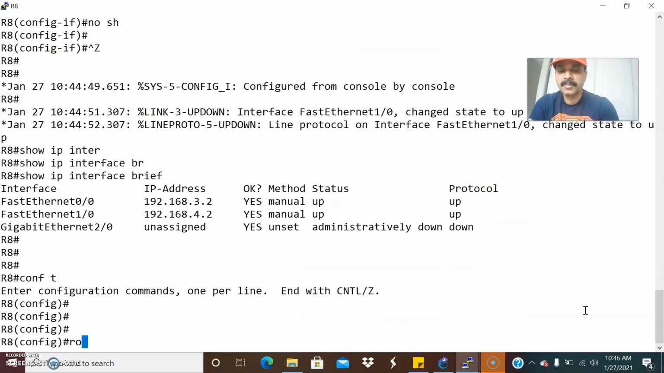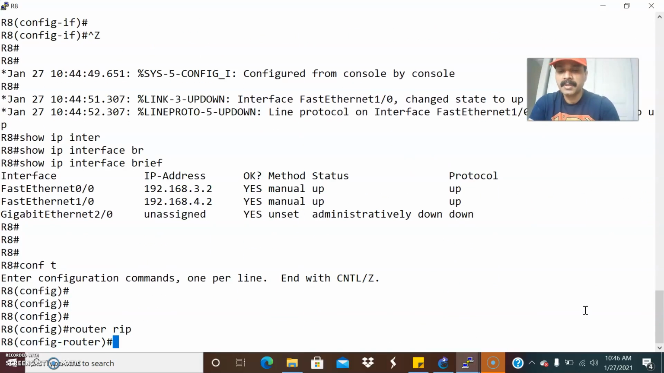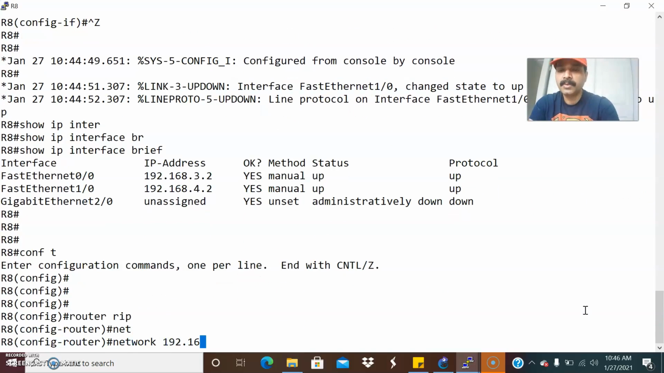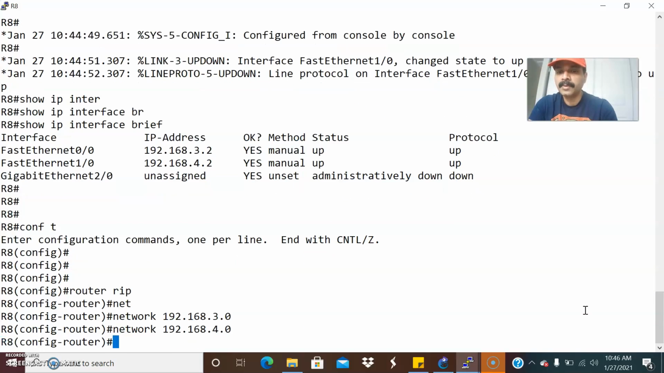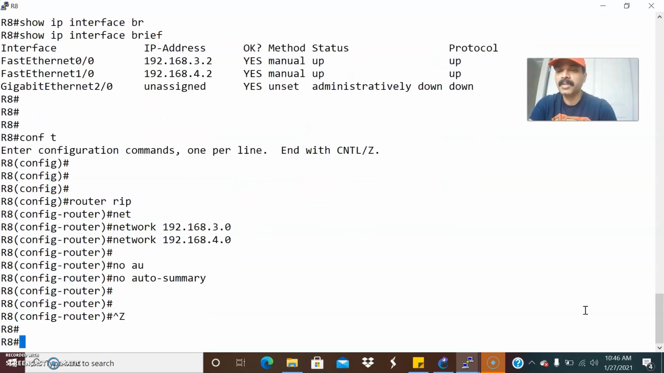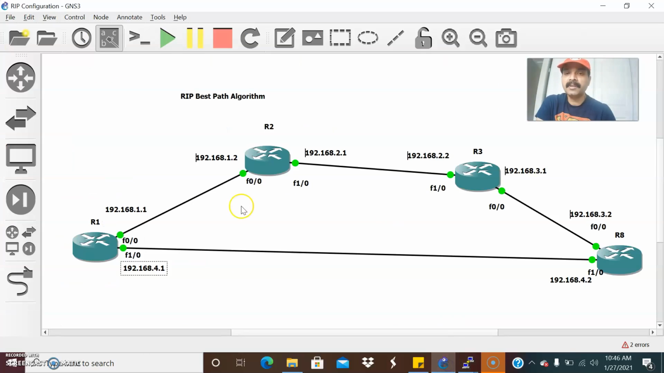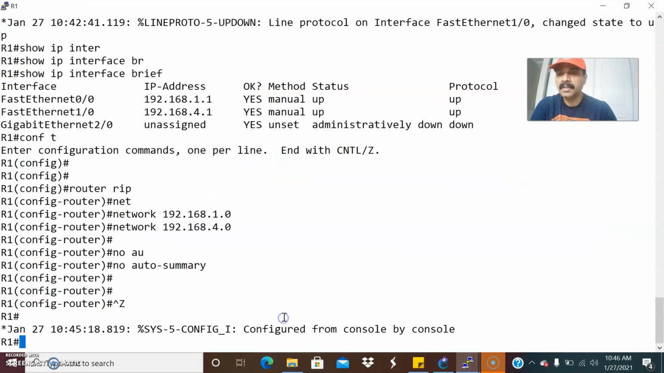So go to the configuration mode, router RIP. Let us enable the network 192.168.3.0 and 4.0 and let us do a no auto-summary. So we have done all the configuration. I have configured all the connected interfaces and we have enabled the routing protocol RIP on R1, R2, R3 and R8. So now let us check the routing entries.